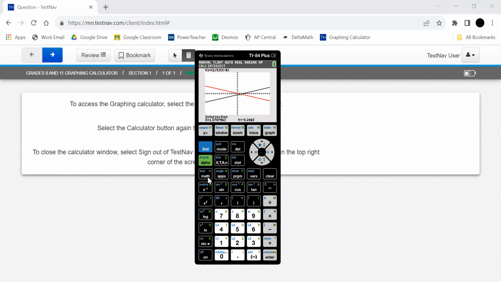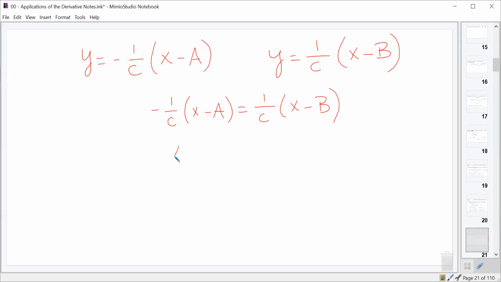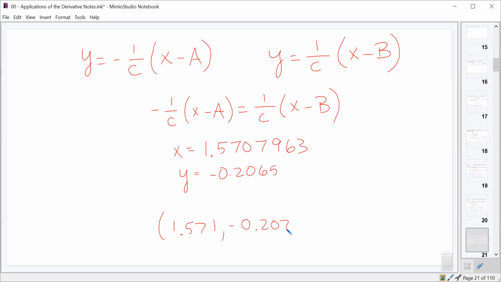So we'll go back to our work. And we will say this happened at x equals 1.57077963. And that would give us y is equal to negative 0.2065. This would be acceptable, or if you want to, you can write it as an ordered pair. I'll just round these, but we don't have to round them. You could leave it with as many decimals as your calculator gives you.